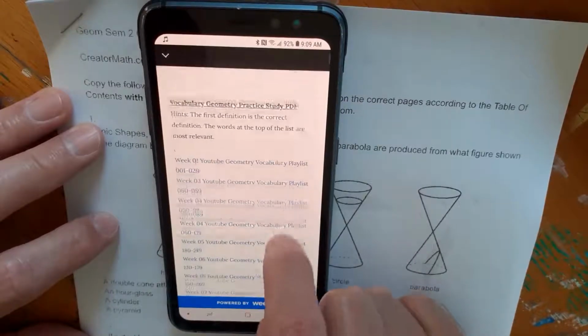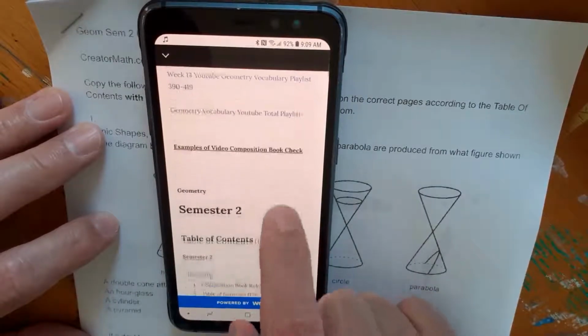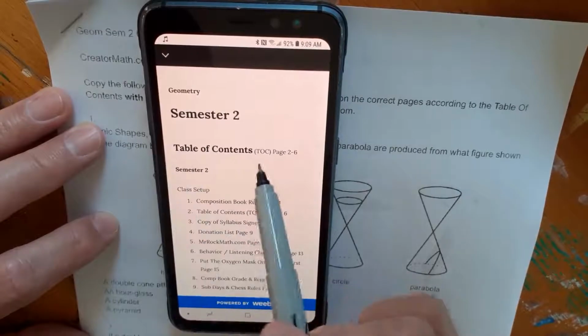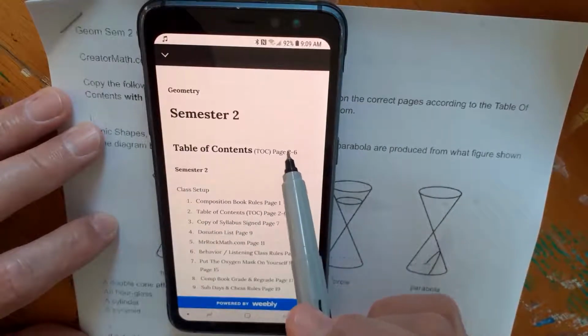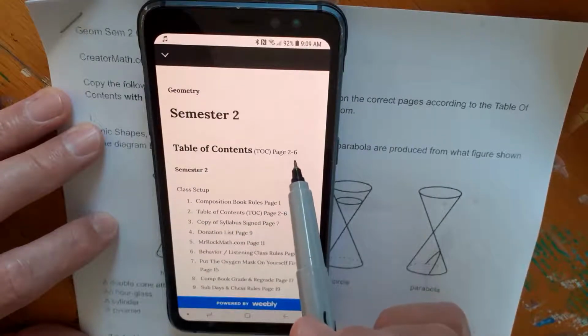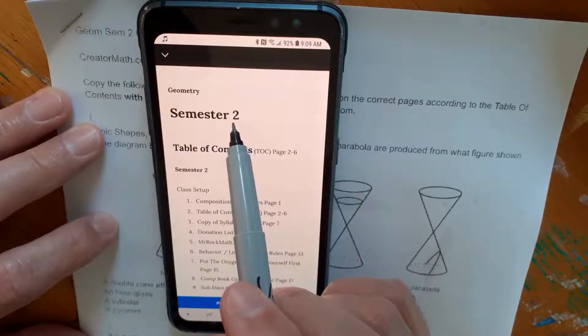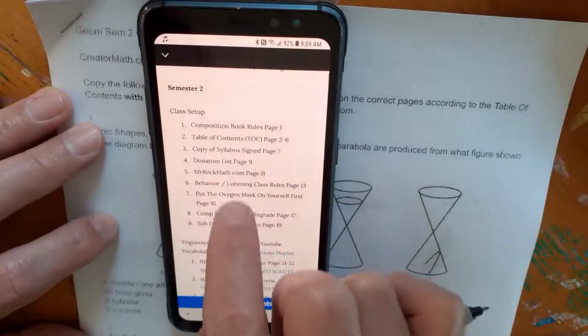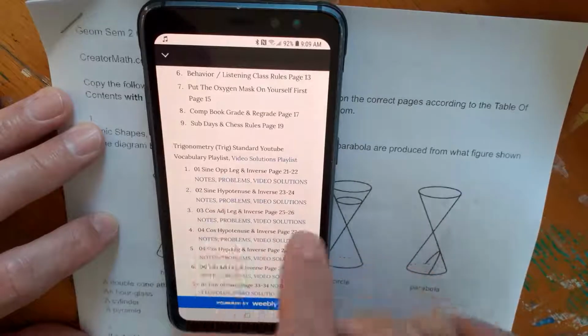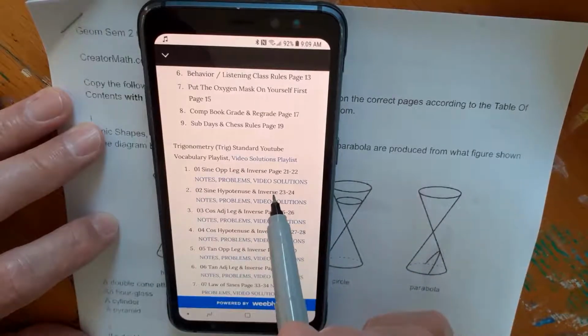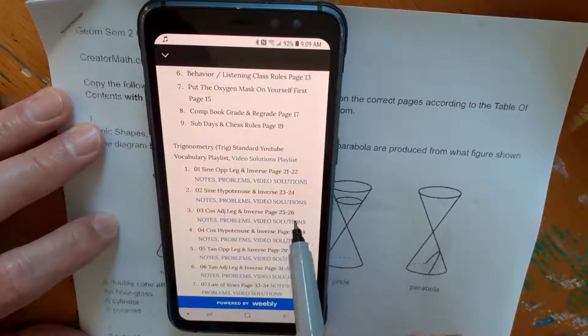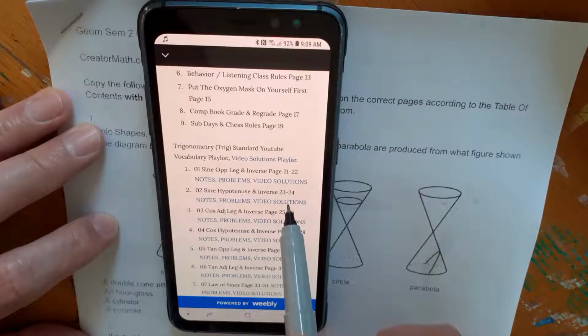You're going to pass by the vocabulary and get down to the table of contents. So this is the table of contents. You're going to write it on page 2 through 6 of your comp book, and we're in semester 2. You're going to write all these line by line. Write every line, and what you're paying attention to is the page numbers for each one. Those page numbers establish where in the comp book they go.